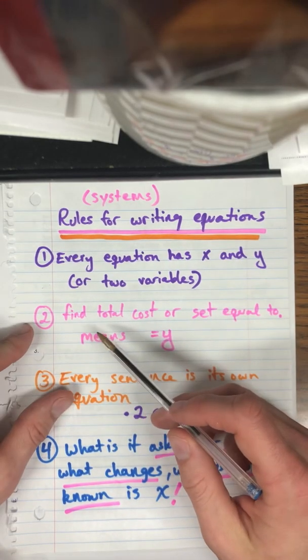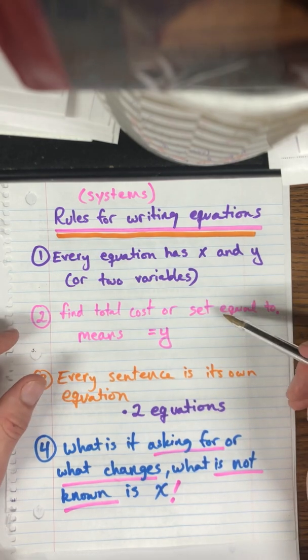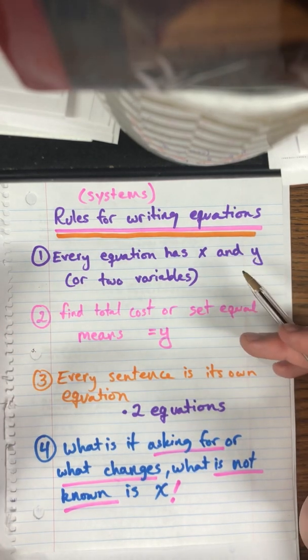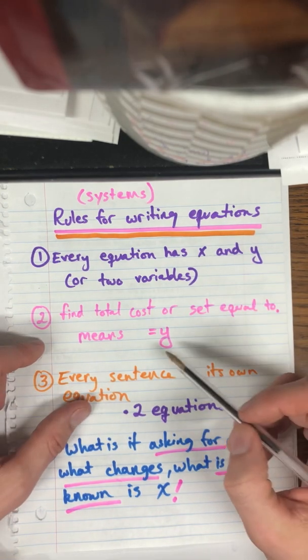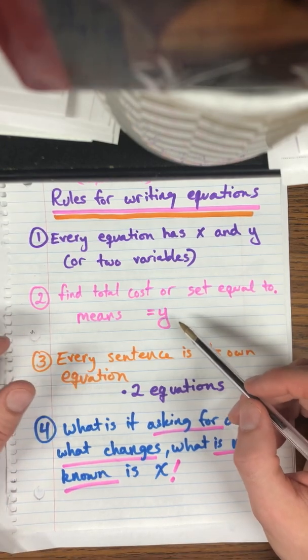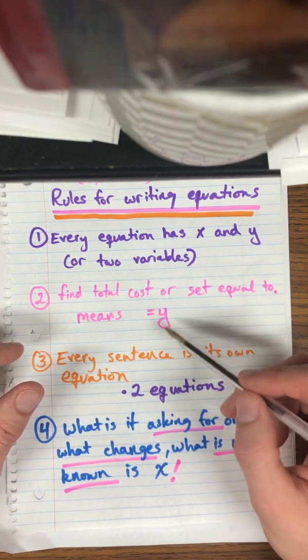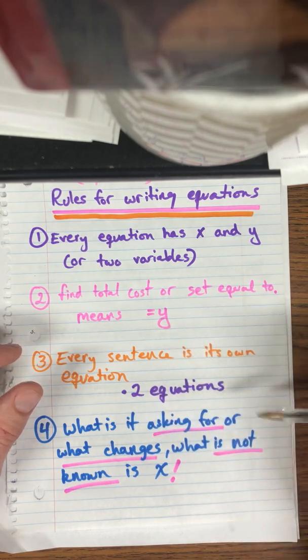what else? Find the total cost or set equal to. If it's asking about the total cost or two things are going to be equal to each other based on some number, then set the equation equal to y. It's just a really good practice that y is the answer, and so if you plug a number into an equation, you're going to get y.